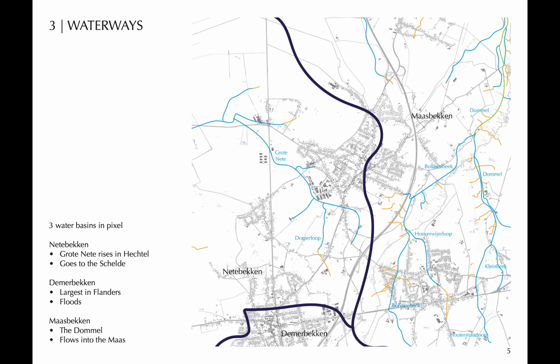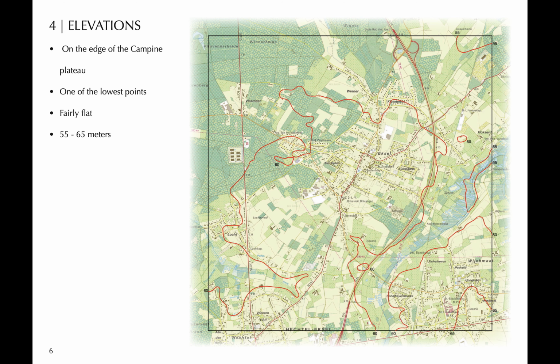The pixel contains an intersection of 3 water basins, namely the Nete, the Maas and the Demer basin. 2 major waterways are also visible. The Grote Nete rises in Hechtel and continues to the Schelde. The Dommel starts just below the pixel in Peer and flows further towards Maastricht.